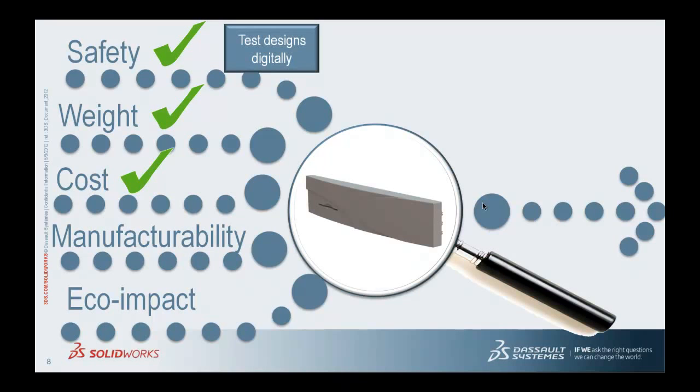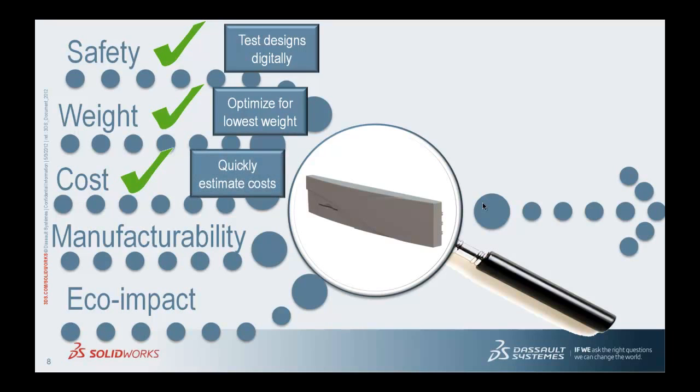So we were able to test our designs virtually. We didn't have to make any prototypes. We were able to optimize virtually and minimize the weight. And we were able to take a look at the cost. Now let's move on to manufacturability and look at exactly how we can run some plastic simulations to ensure that all of these designs are moldable and add another point to our design decision criteria.